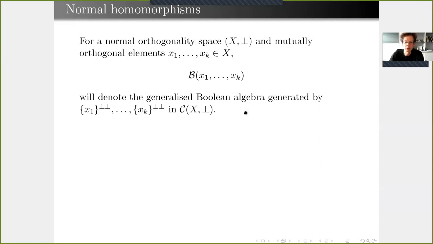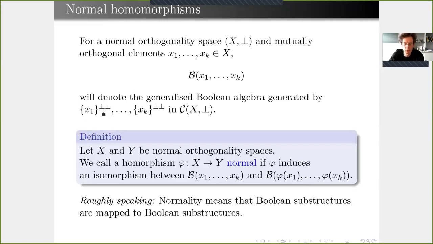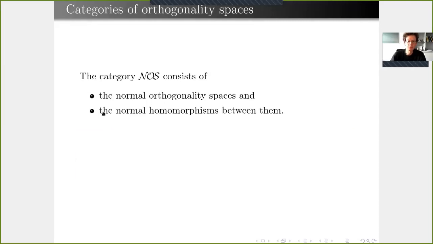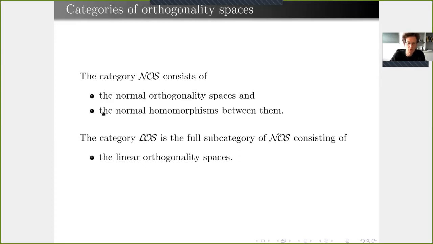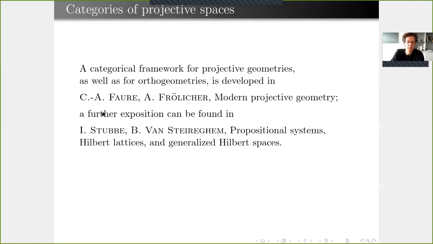Namely, consider the Boolean algebra that is generated by our closure of singletons, then we require normal homomorphisms to preserve these Boolean substructures. Roughly speaking, we may say that normality for homomorphisms between orthogonality spaces means that Boolean substructures are mapped again to Boolean substructures. We are led to a category consisting of normal orthogonality spaces and normal homomorphisms, and we get a full subcategory consisting of the linear orthogonality spaces.